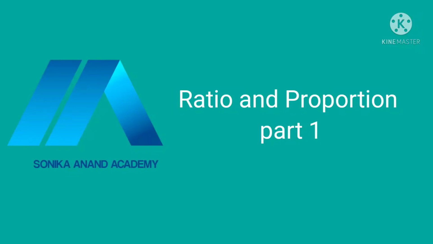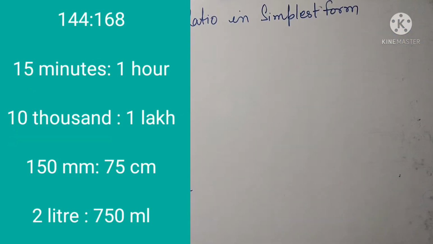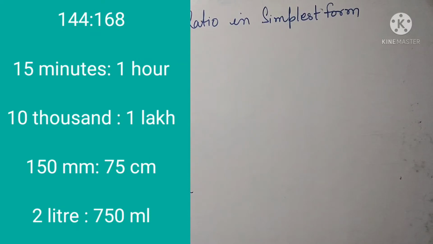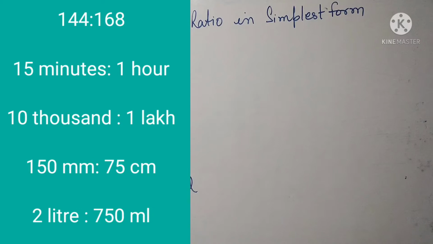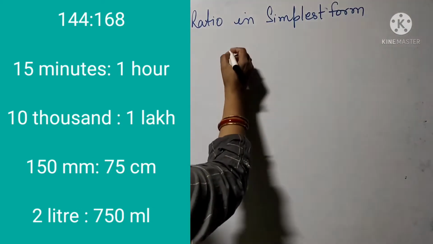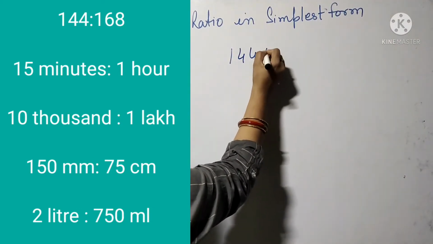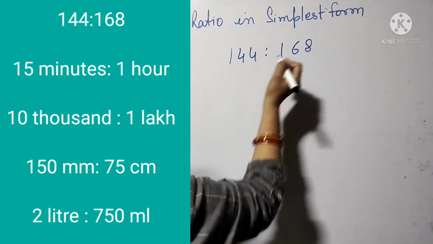Now when we proceed in ratio and proportion, the second type of questions we get is to find the ratios in the simplest form. I have taken 5 patterns with the help of which I am going to explain. The first one is the direct digits, 144 is to 168, and we have to find the ratio of this in the simplest form. For this case, we just simply write as it is, 144 is to 168.